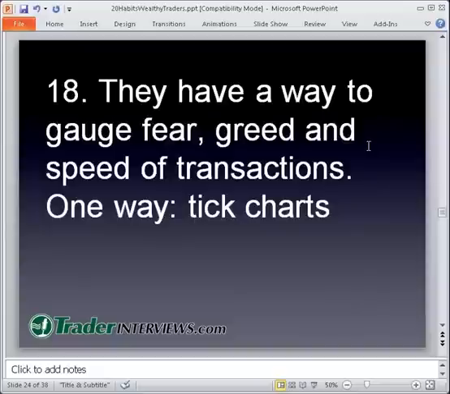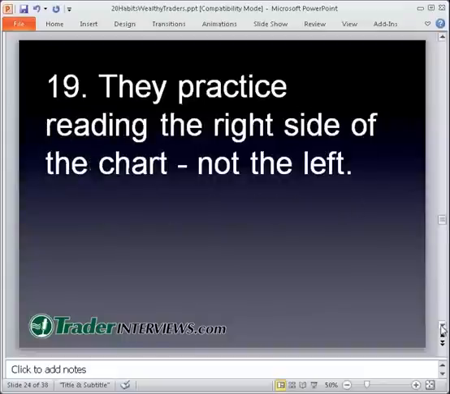And I find that wealthy traders have a way to gauge that fear, that greed, and the speed of the market by having something. And I think the most common, the easiest way, the thing that's available on almost every platform is a tick chart. So whether it's 612 tick charts or 12, some Fibonacci number of tick charts, use something so that you can get a gauge of the pace of the market.